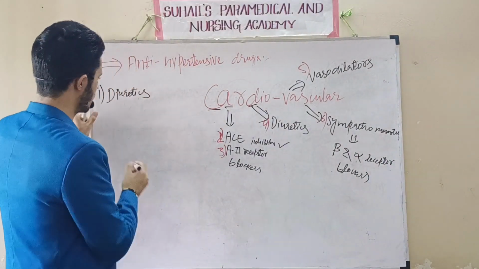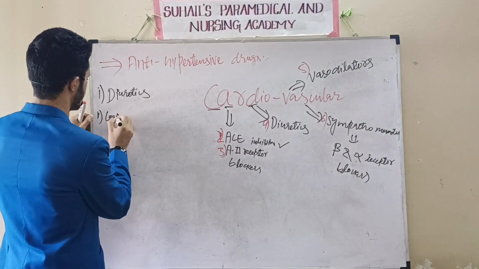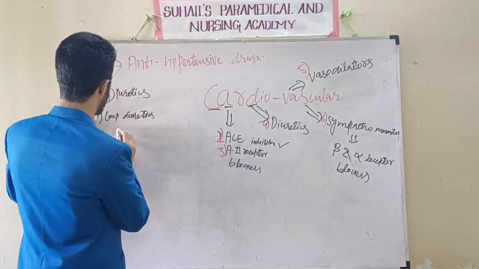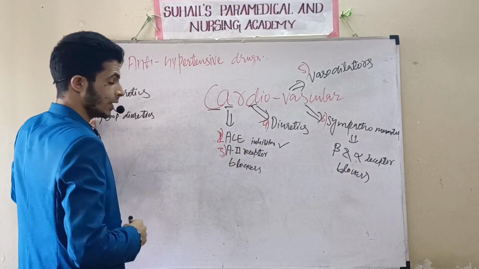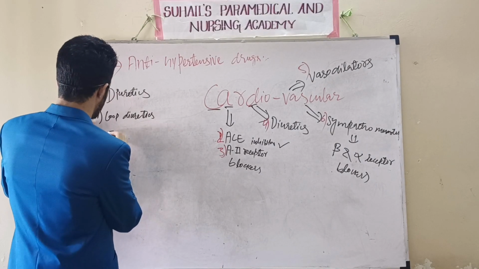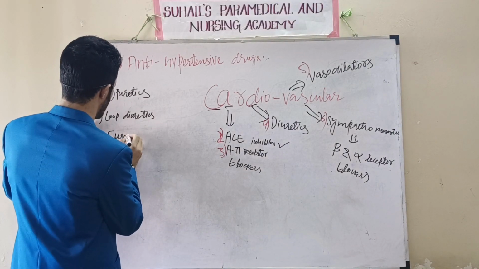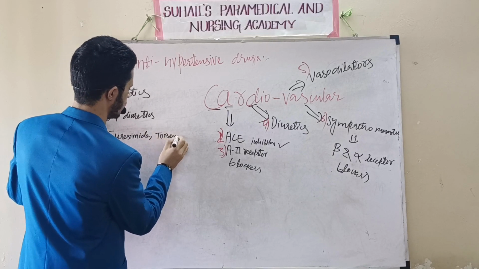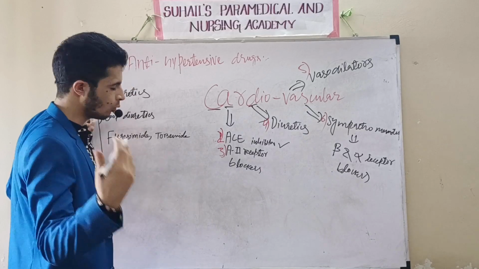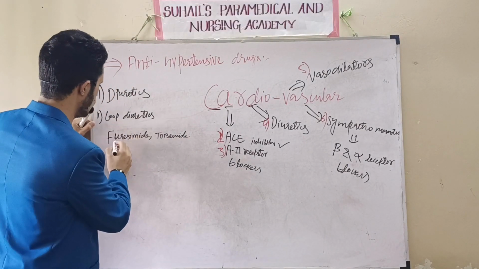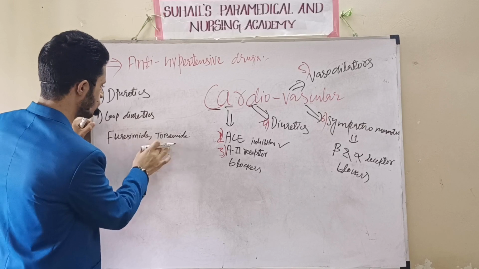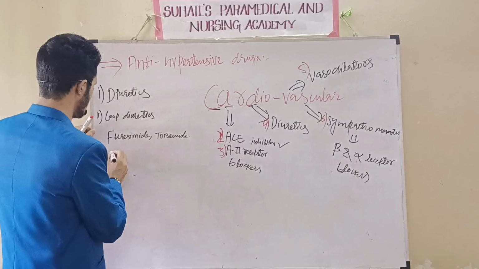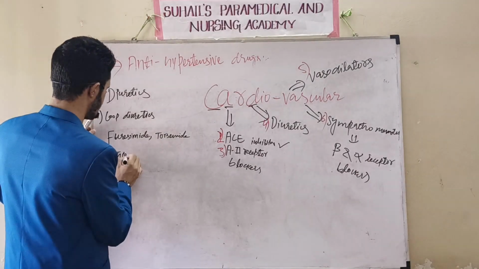So in the diuretics, first is loop diuretics. What are the examples of loop diuretics? You can remember furosemide, torsemide. Anyone who wants can remember more examples, they are already given in the books. So two loop diuretics examples: furosemide, torsemide. Second, after the loop diuretics, another I will tell is thiazide diuretics.